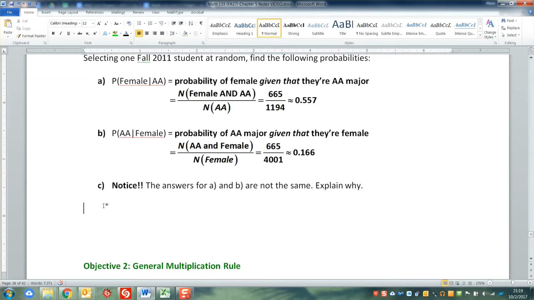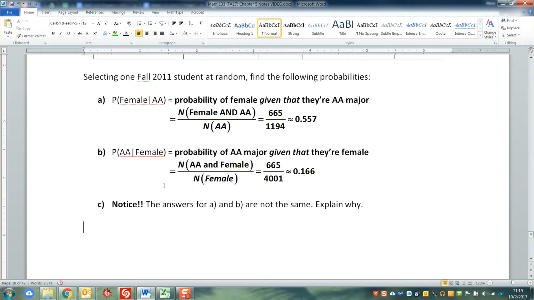So notice these answers are not the same thing at all. Letter A is imagine a room full of AA majors. Then you expect 55.7% of that room to be female. The bottom one is have a room full of all the female students, right?